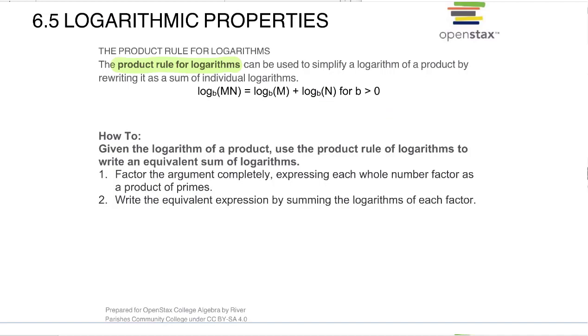So how to, given the logarithm of a product, use the product rule of logarithms to write an equivalent sum of logarithms. This is very, very important, okay? You want to make sure that you factor the argument completely, expressing each whole number as a product of primes. Okay, so don't forget to do that. And then you're going to write the equivalent expression by summing the logarithms of each factor.